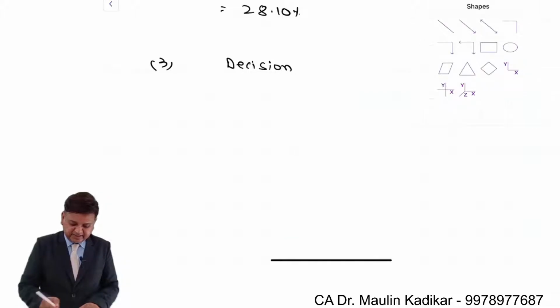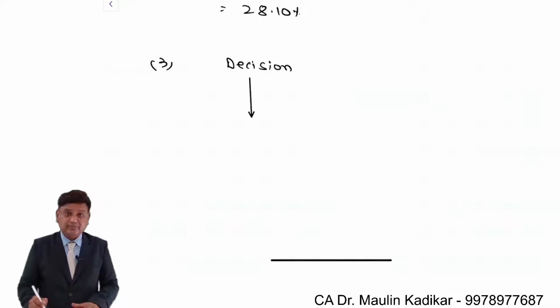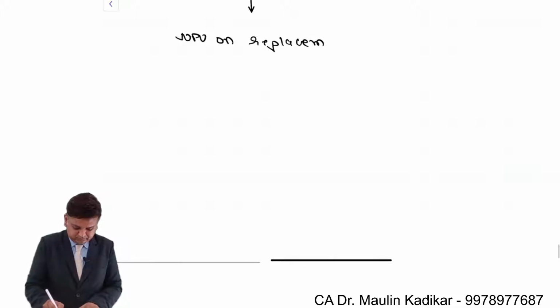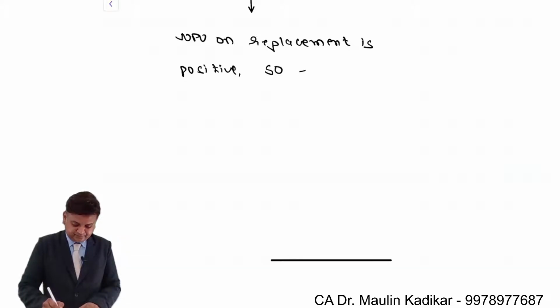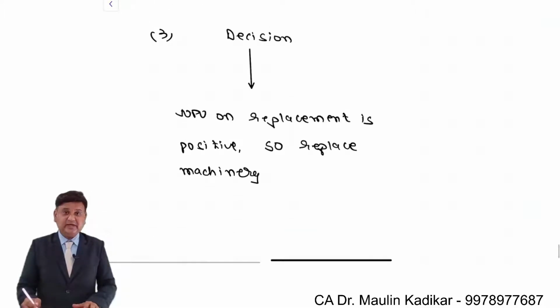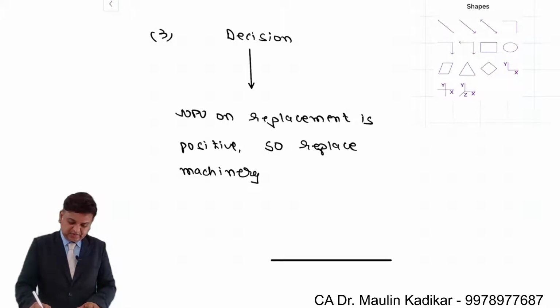You can take the decision by either of the methods. The first is that you may write: NPV on the replacement is positive, so replace machinery. This is the way you can write the answer.